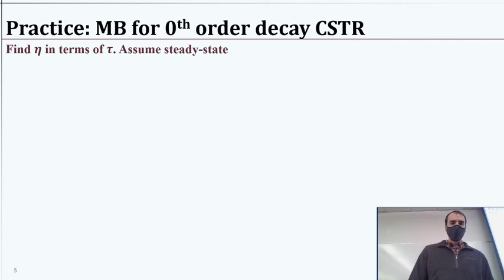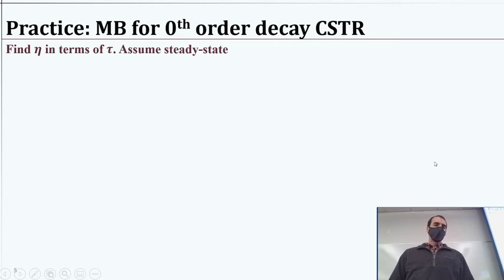Okay, so let's do this again, but try it for a zero order decay, and essentially from the start. Today we started by deriving that first order decay term for the CSTR. Let's go ahead and do that same process and ultimately get that nu in terms of tau for a zero order decay system. Turns out this one ends up a bit simpler with algebra, so it will go quicker.